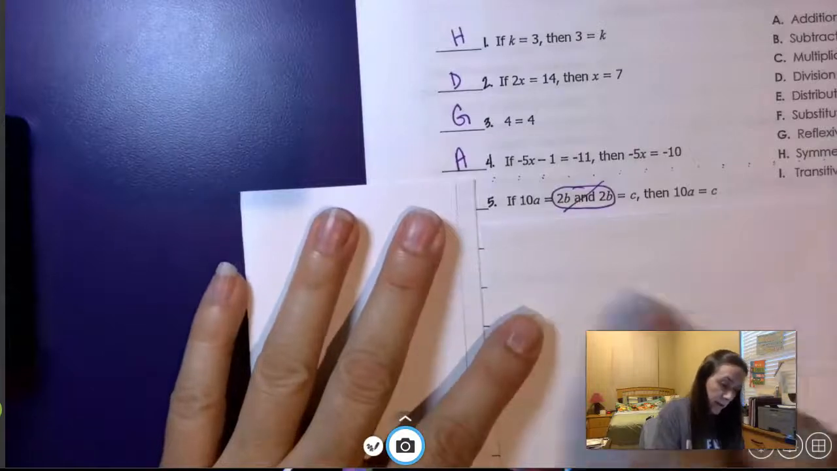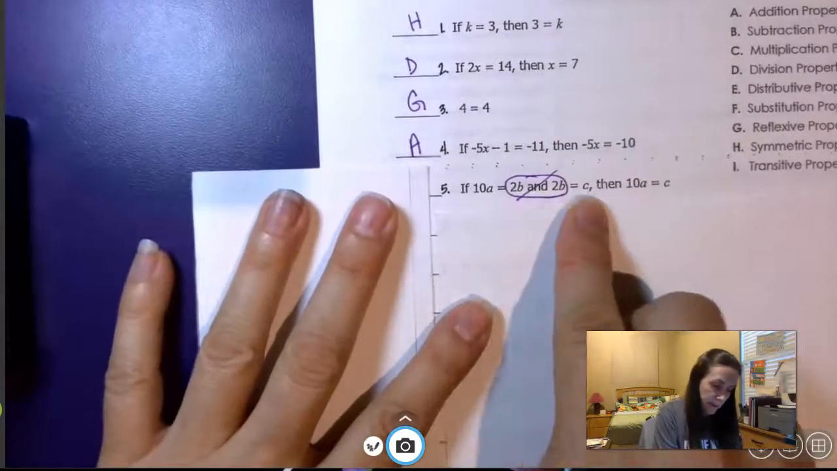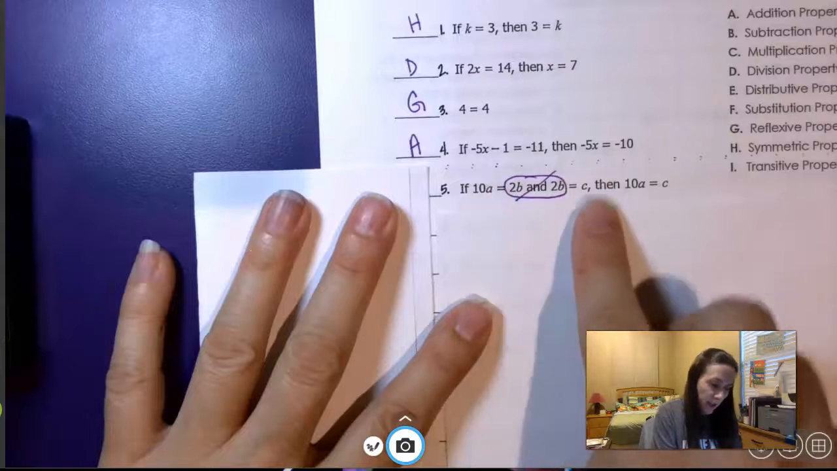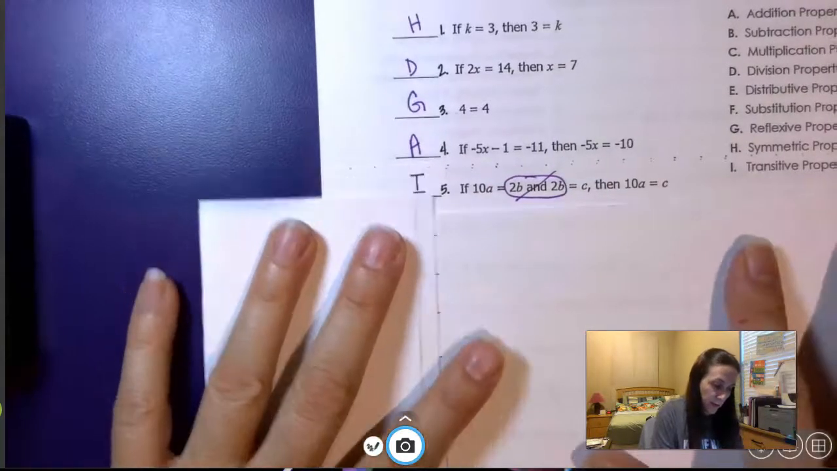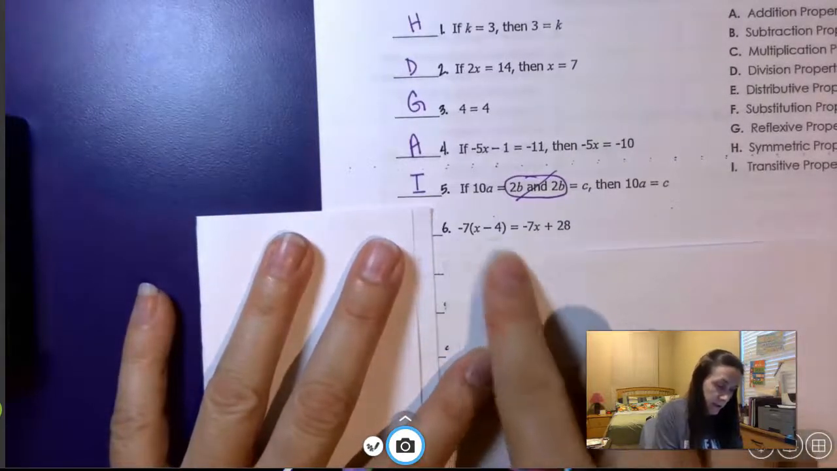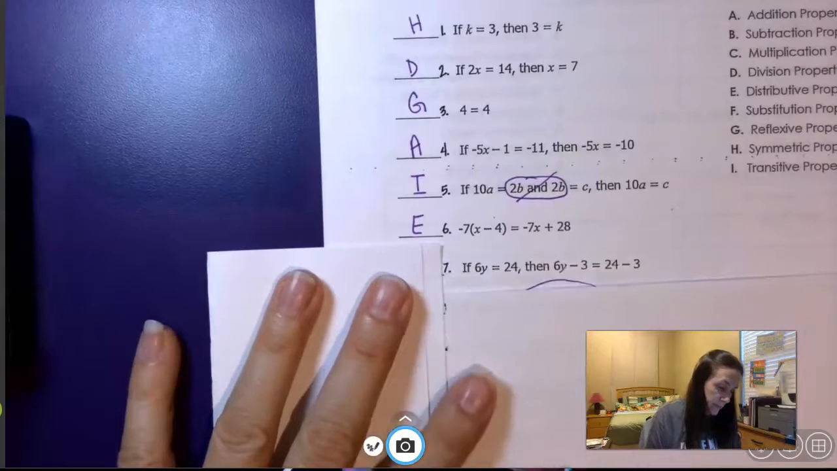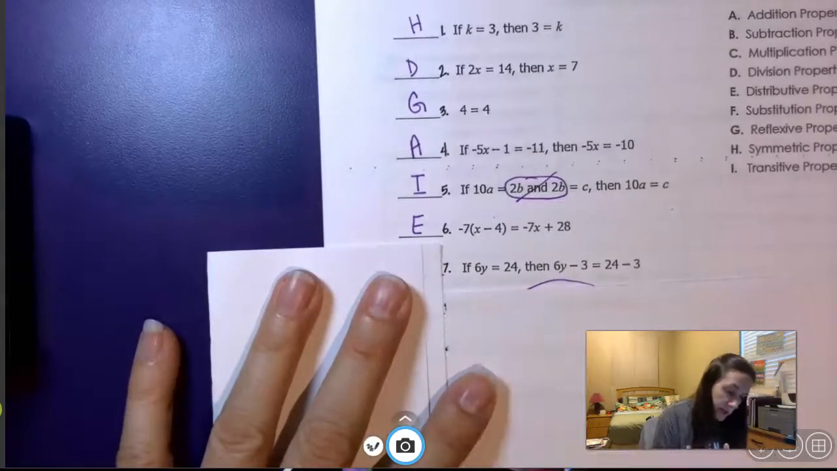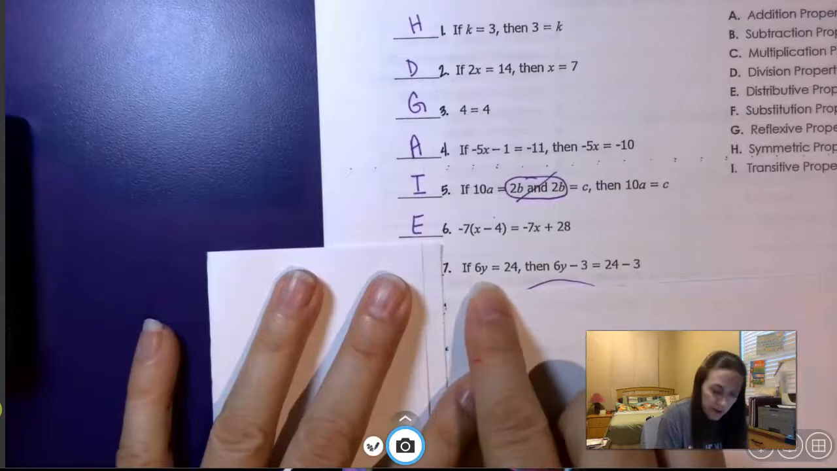This one right here, those two were the same. So because they're the same, if A equals this and this equals C, well then A, or 10A, has to equal C. So that's that transitive property, which was I. The next one here, you distribute in. Distributive was E.